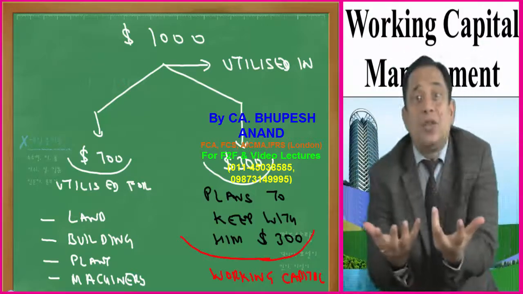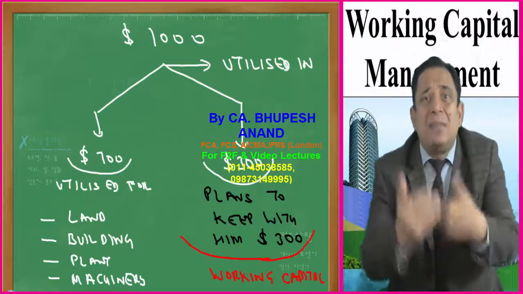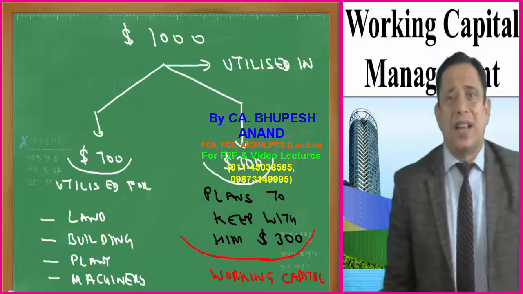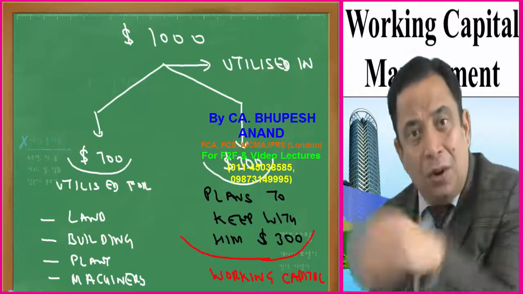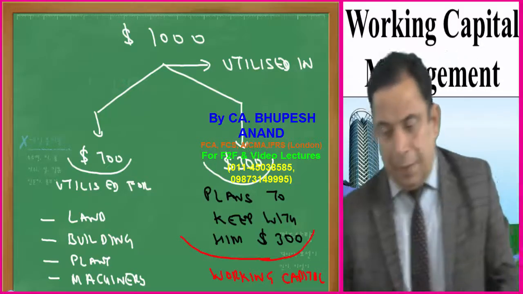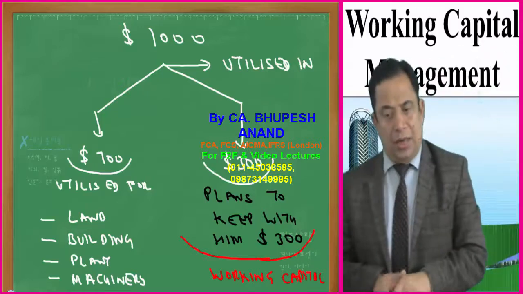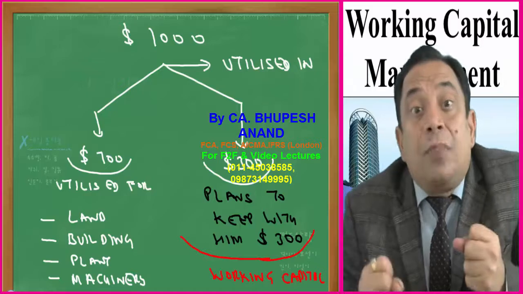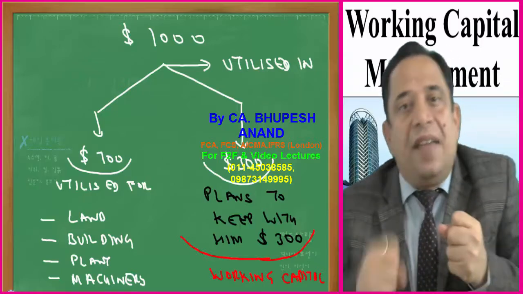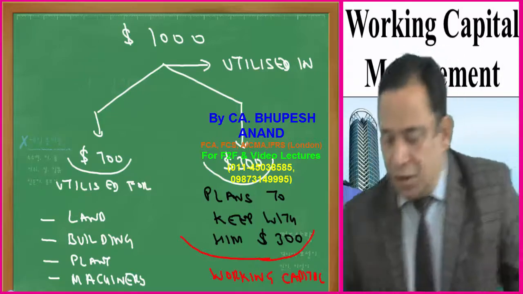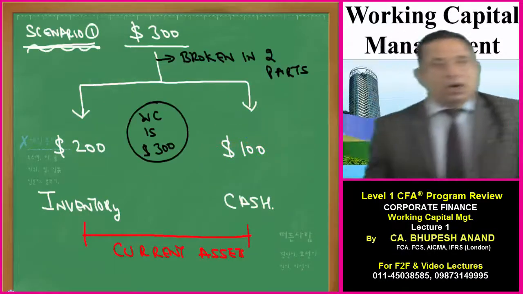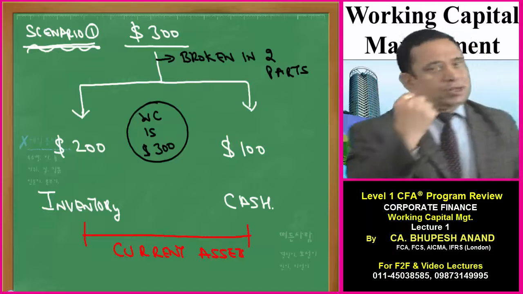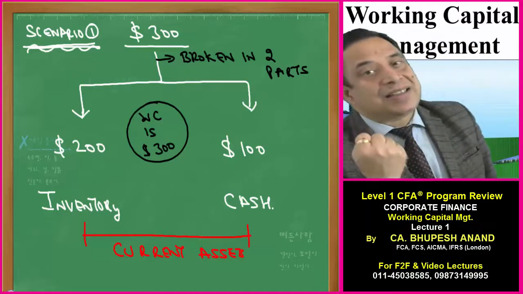Because he knows that to run a stall, to run a business, he requires some funds, idle investments too, for smooth functioning. What he kept idle for day-to-day expenses is named working capital. So please prepare a flowchart: $1,000 utilized, $700 in this and $300 in this. Then from the $300, I have given different scenarios. In scenario one, he has broken the $300 into two parts. He purchased inventory of $200 and kept cash as idle balance of $100.